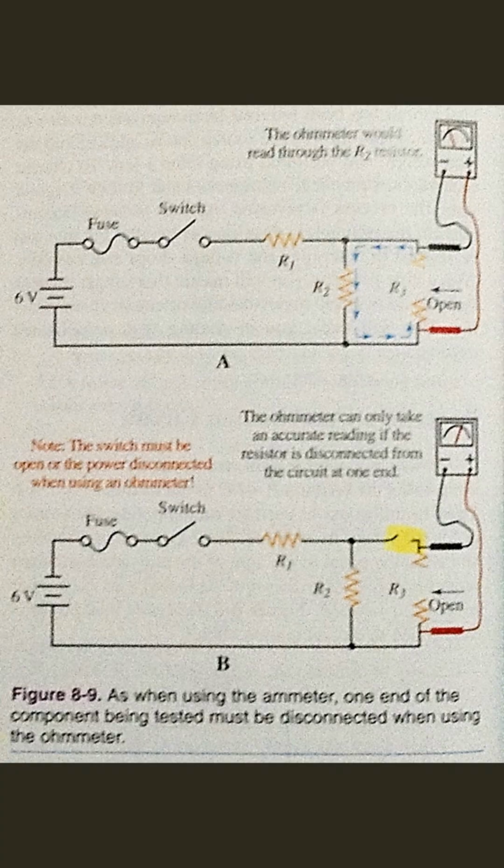In part A of figure 8-9, the ohmmeter is connected across R3. The resistance value on the meter should be equal to only R3. But notice that R2 is connected in parallel with R3. Hence, the resistance value on the meter will be equal to R2. To take an accurate reading with an ohmmeter, one end of the component to be read should be disconnected from the circuit, part B, to prevent reading other components in the circuit. Compare parts A and B of figure 8-9.